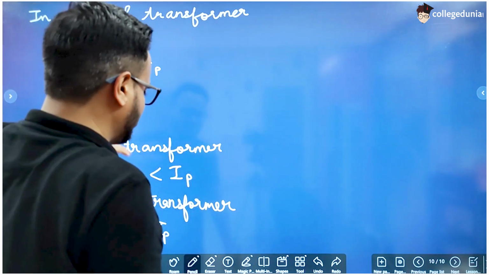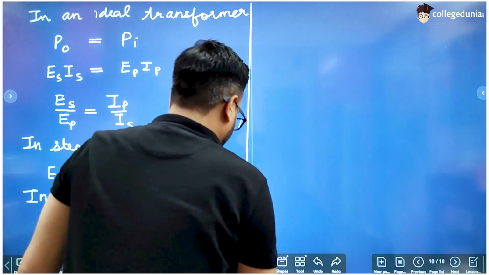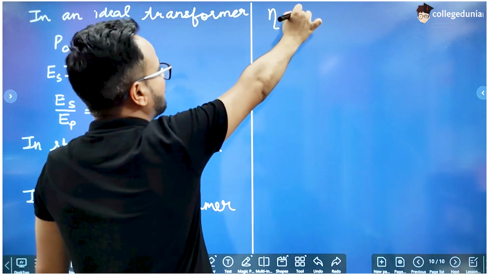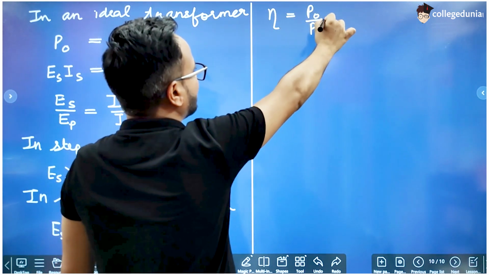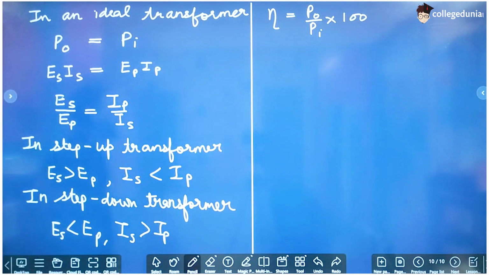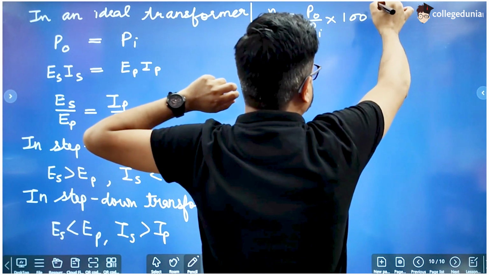If the transformer is not ideal, in the case of a real transformer, we can say that the efficiency of the transformer, eta, is like the efficiency of any other machine: percentage efficiency is power output by power input, multiplied by 100.